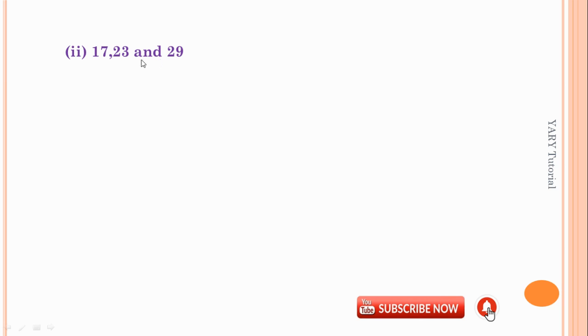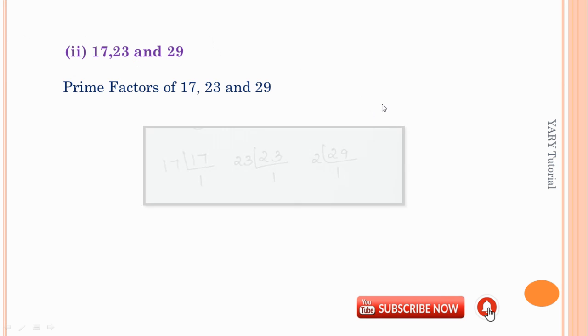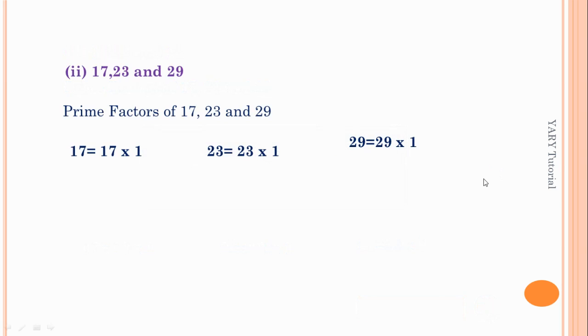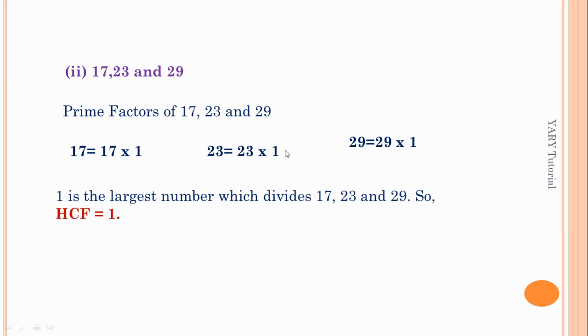Similarly, we can solve the second question: 17, 23 and 29. 17 is a prime number, 23 is also a prime number, 29 is also a prime number. The prime factor of 17 is 17 into 1, of 23 is 23 into 1, and of 29 is 29 into 1. So our HCF will be 1, the HCF of all these 3 numbers.